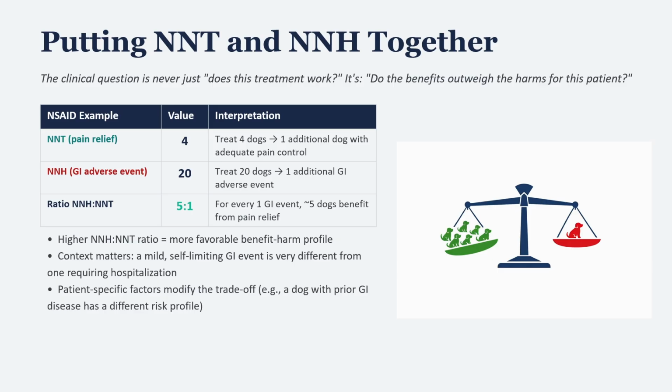In most clinical contexts, particularly postoperative pain where untreated pain is both a welfare concern and a recovery impediment, a 5 to 1 benefit to harm ratio is clinically acceptable. But context matters enormously. That GI adverse event, what does it actually mean? If it's occasional soft stool that resolves spontaneously, it's a minor inconvenience. If it's hemorrhagic gastroenteritis requiring hospitalization, the calculus changes dramatically. NNT and NNH give you the numbers, but the interpretation requires clinical and contextual judgment.